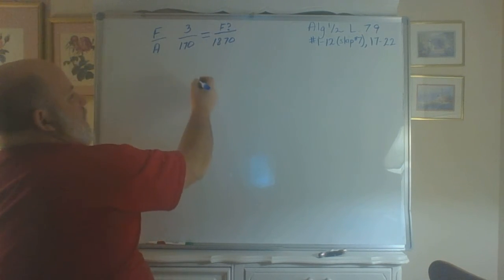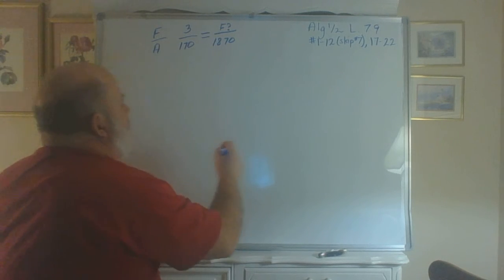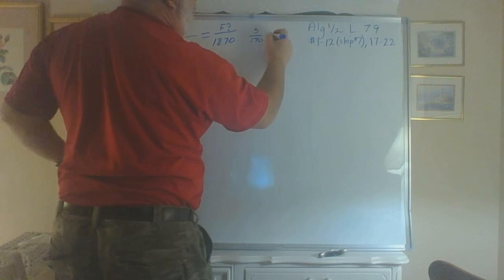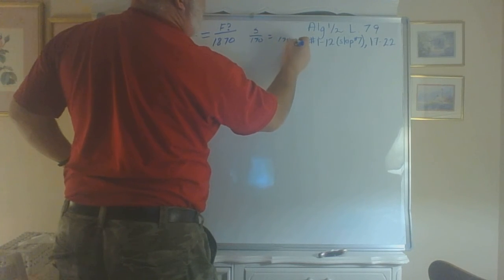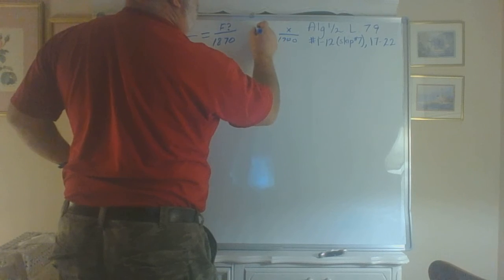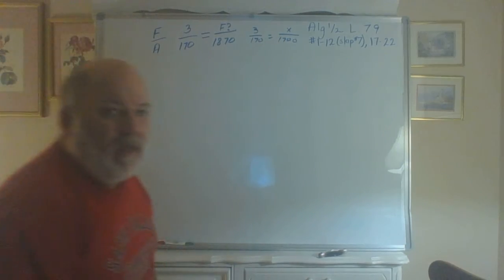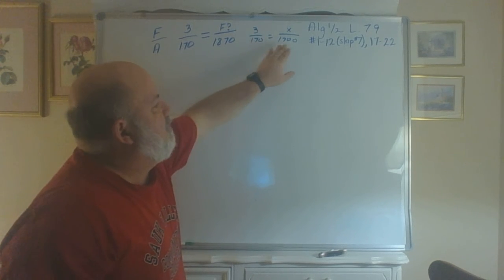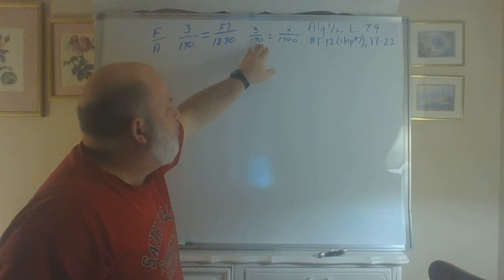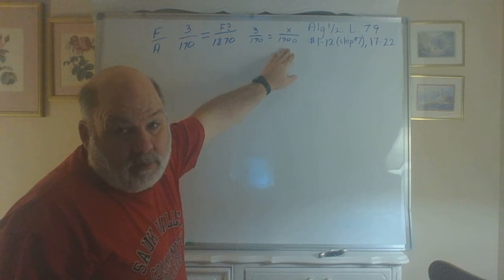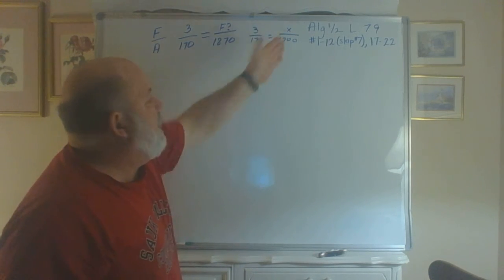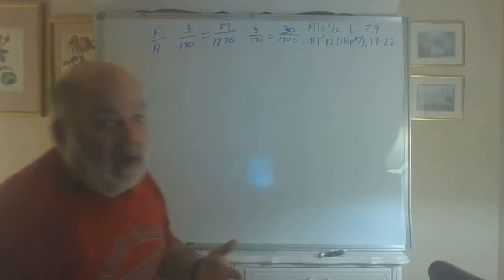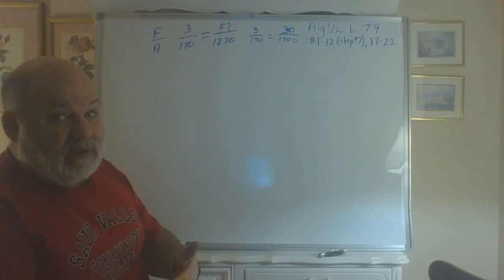If this were something easy, if it said 3 tons, 170 acres, how much to make 1,700 acres? How much fertilizer would you need? That would be real easy. All I have to do to get from 170 to 1,700 is multiply by 10. So the 3 gets multiplied by 10. This is 30. That's called a scale factor. That was easy to do.